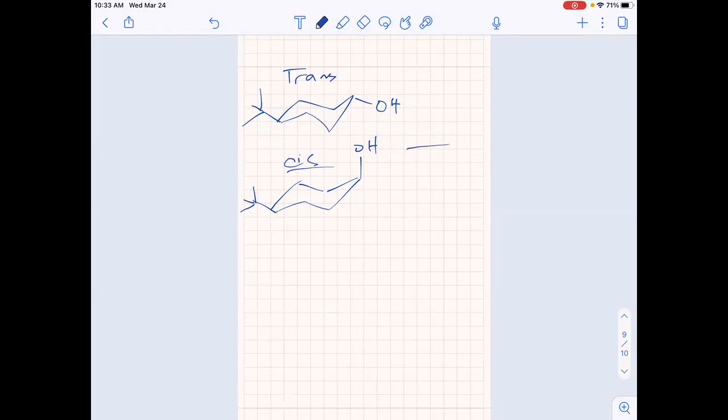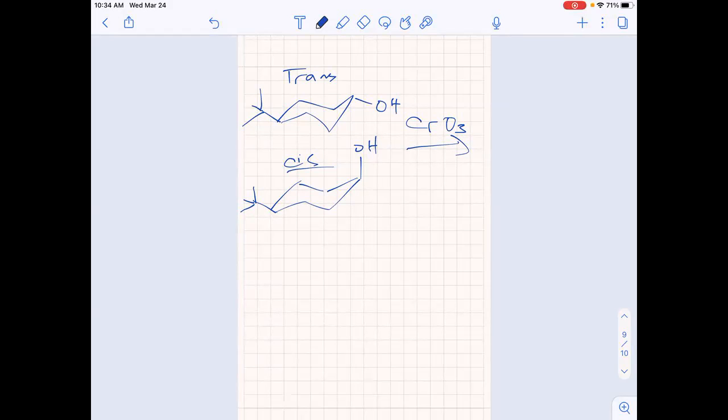And if I treat both of them with chromium trioxide as an oxidant to oxidize that alcohol up to a carbonyl, right? In this case, again, you see the same reactivity. You see the trans isomer being more reactive, right? And let's look at it.